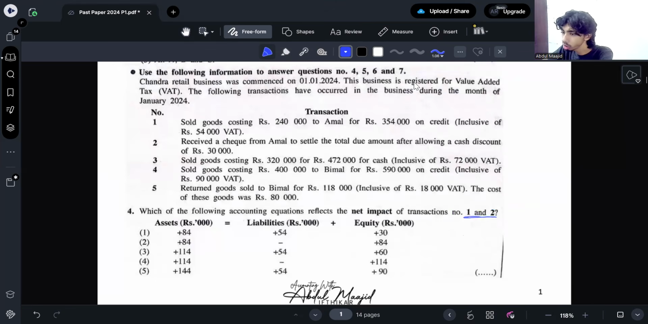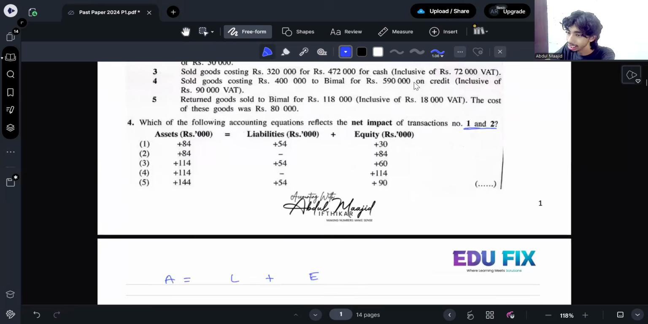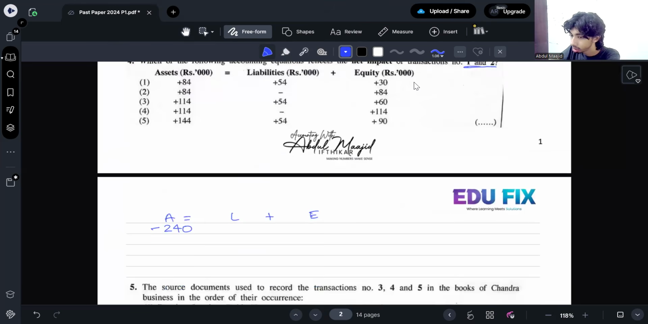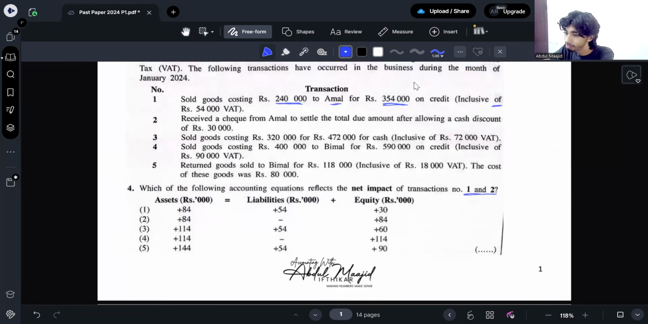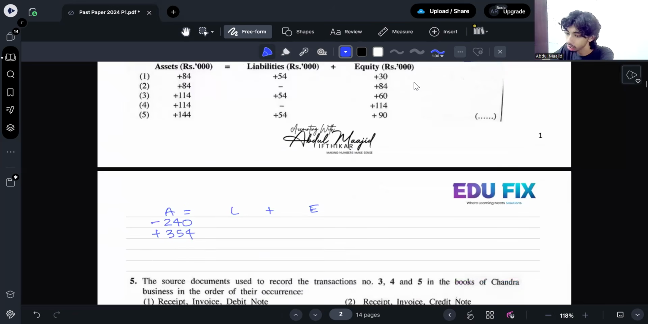So we'll prepare the accounting equation: asset equals liability plus equity. The first one, sold goods costing 240 to Amal for 354. So inventory minus 240 under asset, debtor plus 354 under asset, and this includes a VAT of 54,000. So that VAT will go to liability, plus 54. So here your debtor increased by 354 in total. That includes the VAT of 54,000, which means your selling price is 300,000. The value of the inventory is 240,000. Therefore, there is a profit of 60,000, equity plus 60.